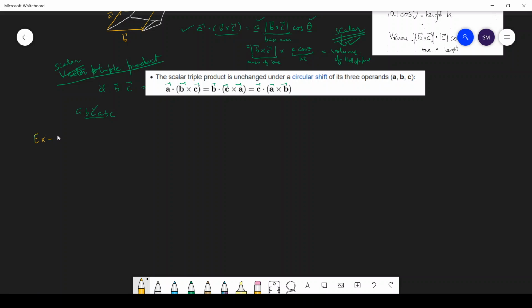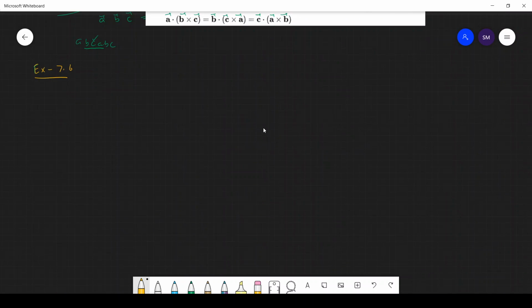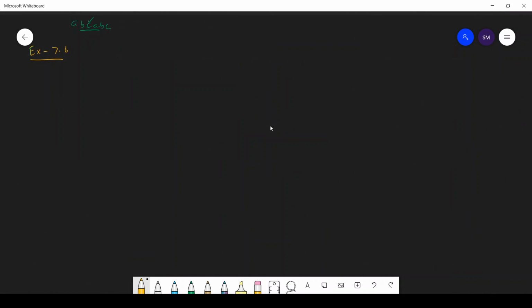So, exercise question 7.6. In exercise 7.6, we have to find the components along the x-axis, y-axis and z-axis of the angular momentum of a particle whose position vector is r, with components x, y, z, and momentum is p with components px, py, pz.